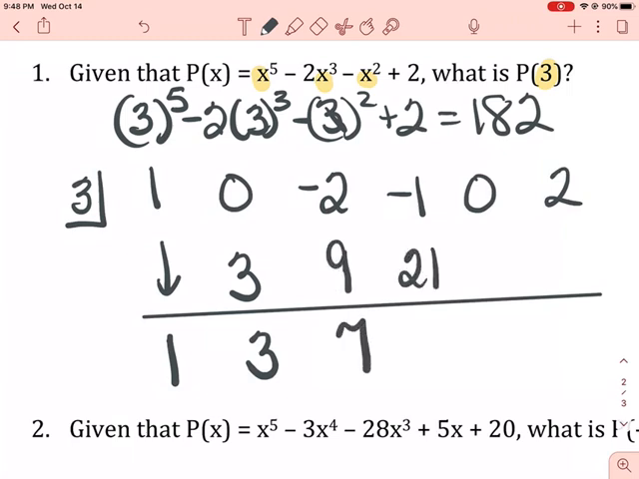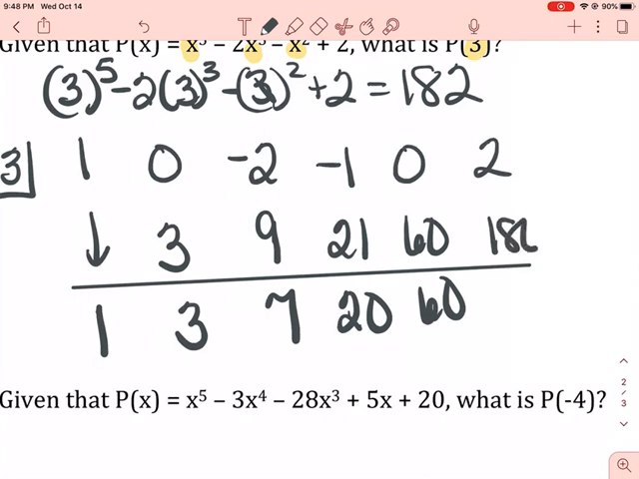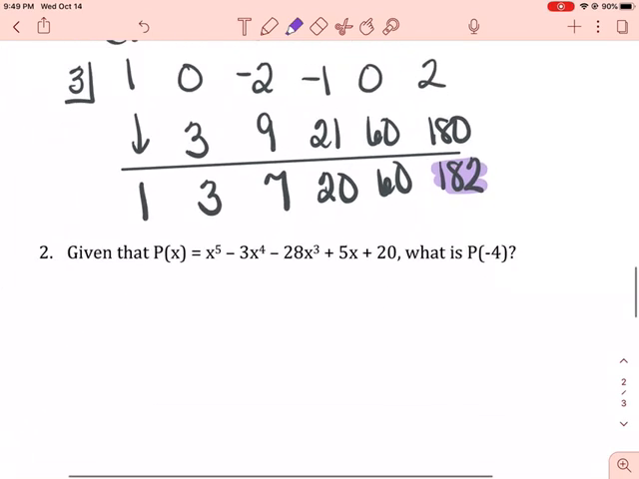multiply, okay, add, multiply, add, 82. And lo and behold, the remainder and the evaluate are the same. That's what happens. Okay. All right.